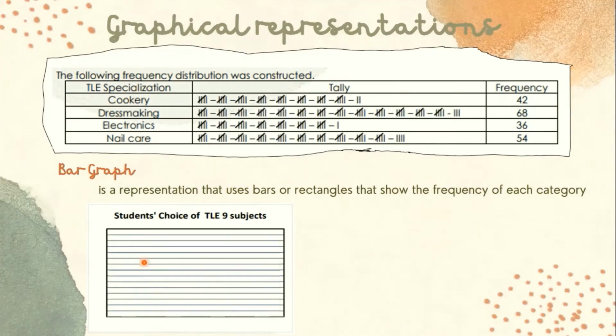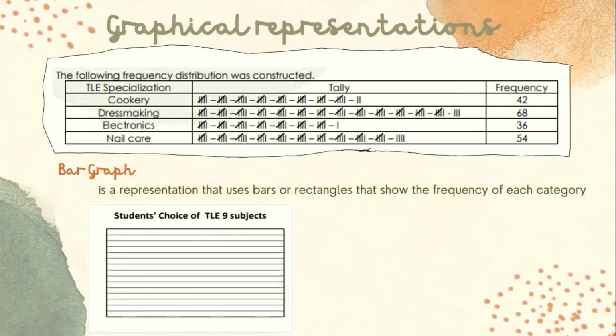that will serve as our grid. Ito ay yung ating title ng bar graph. Make sure that your graphical representations always have a title so that it's easily understood. Madali nating maintindihan na this graph is specifically for this specific subject matter.